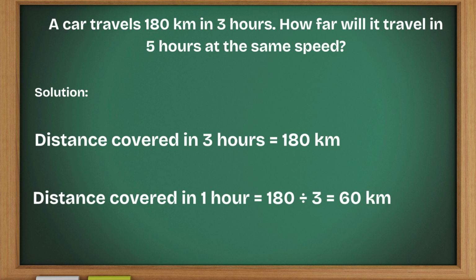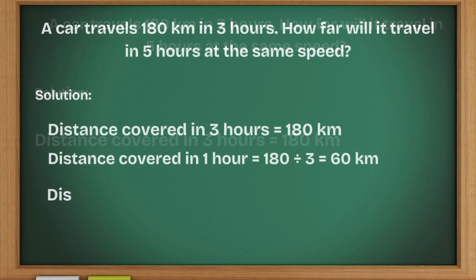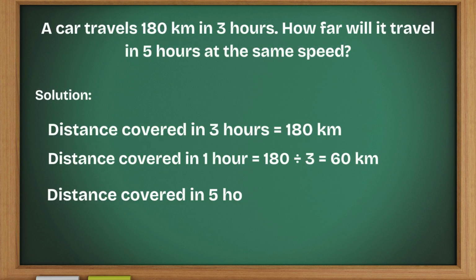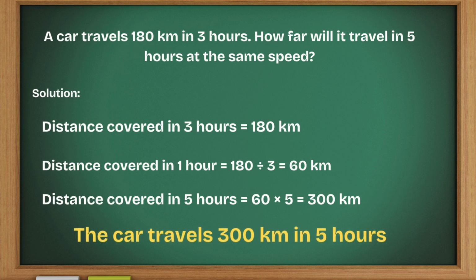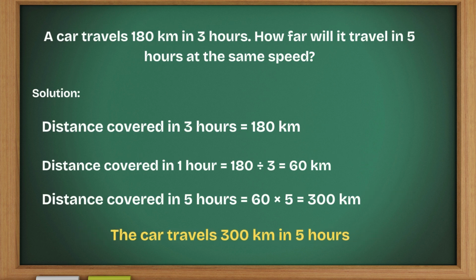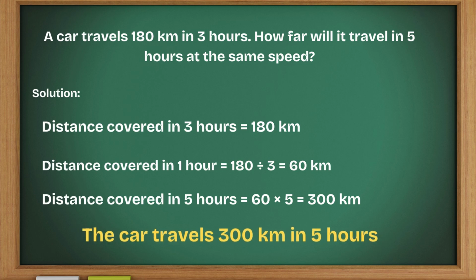And then again we jump to 5 hours. That means unitary method over here involves the process where you bring down everything to 1. And then from there we jump to as much as we want or as many as we want. So distance covered in 3 hours was 180. Bring it down to 1. Distance covered in 1 hour is equal to 180 divided by 3, that is 60. Distance covered in 5 hours is equal to whatever from 1 to many we have to multiply. That is the process. So 60 into 5, that is 300 kilometers. That's how we go for it.